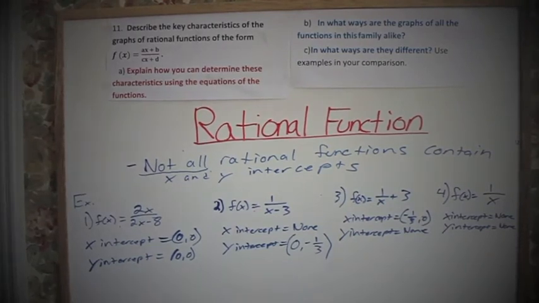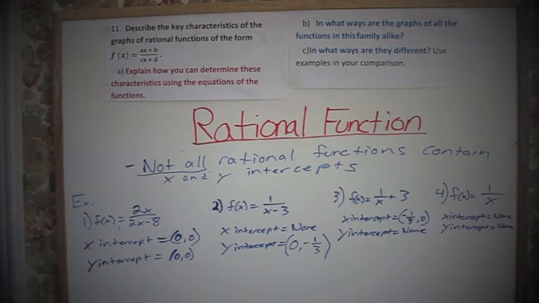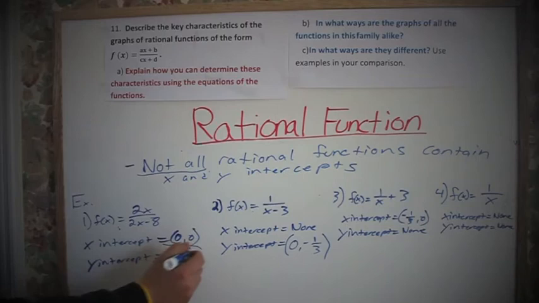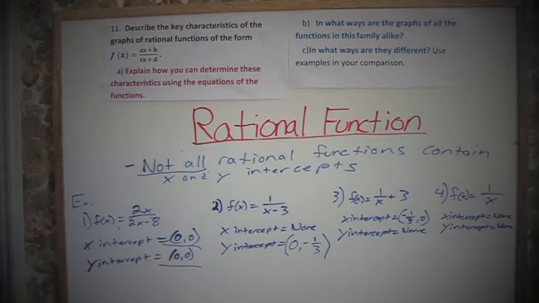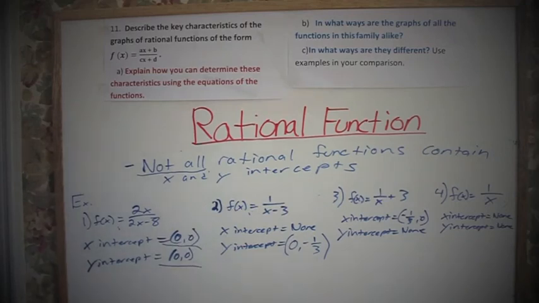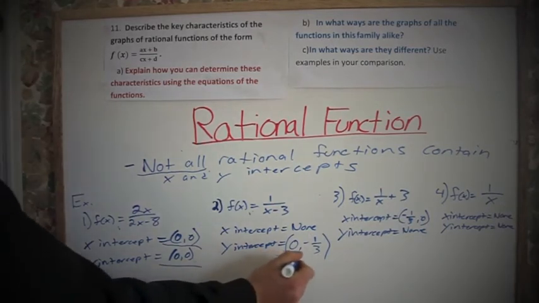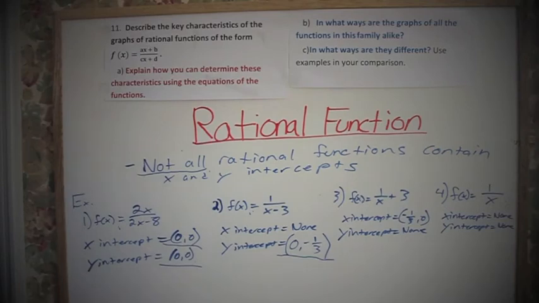An example of a function that crosses both the x and y axis is f of x equals 2x divided by 2x minus 8. For this function, the x and y intercept is at the origin, 0 and 0. An example of a function that crosses the y-axis and not the x-axis is f of x equals 1 divided by x minus 3, where the y-intercept is at 0 and negative 1 over 3.